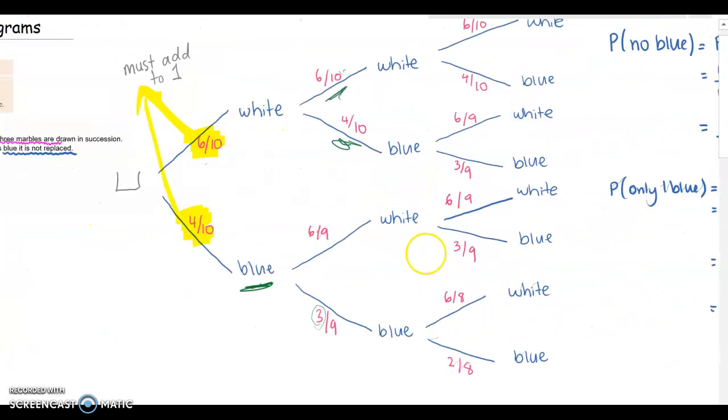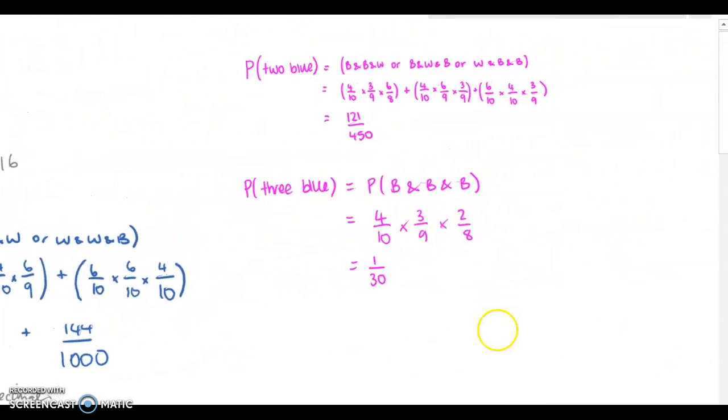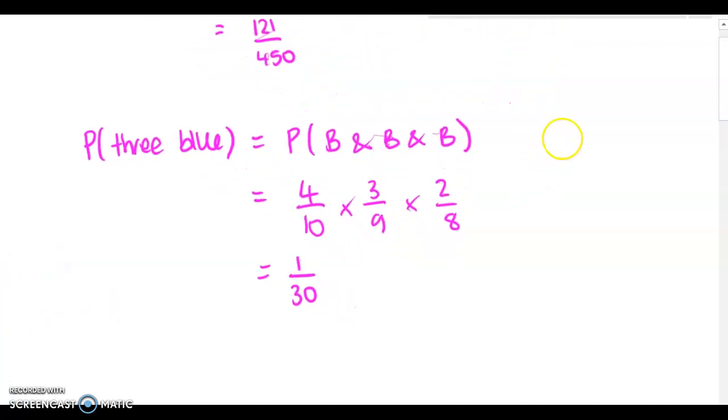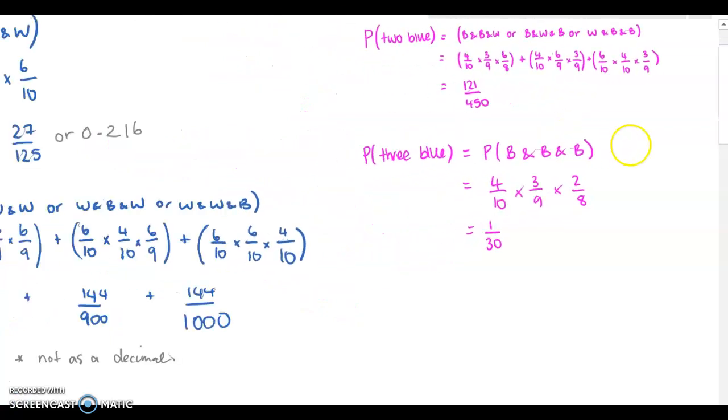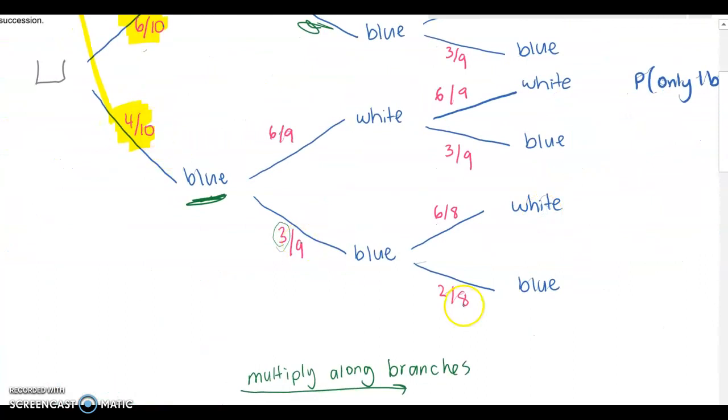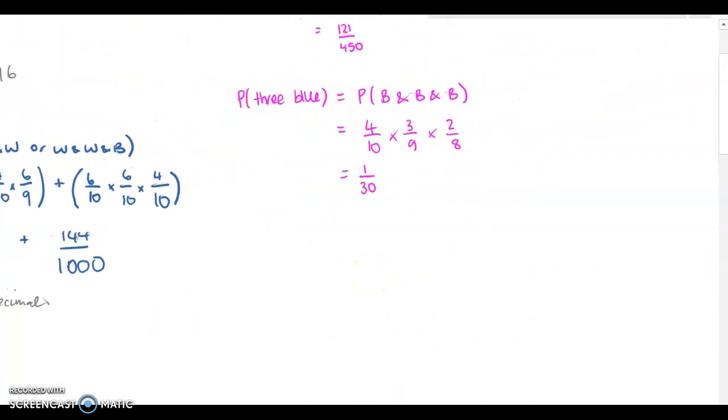We're looking at 2 blue marbles and 3 blue marbles. Okay, so if we go along the tree, I'm going to let you look through this. So if you want to pause the video and see if you can find these fractions. For 2 blue, there's an option for a blue, blue, white, a blue, white, blue, and a white, blue, blue. So if you follow through the arms, you'll see we're going to multiply along the arms, and there's 3 arms to multiply, and we add those together to get our answer here. Probability of 3 blues, pretty easy. Blue, blue, blue. That will be our bottom line here, 4 tenths, 3 ninths, and 2 eighths, multiplying those, and we end up with 1 over 30.